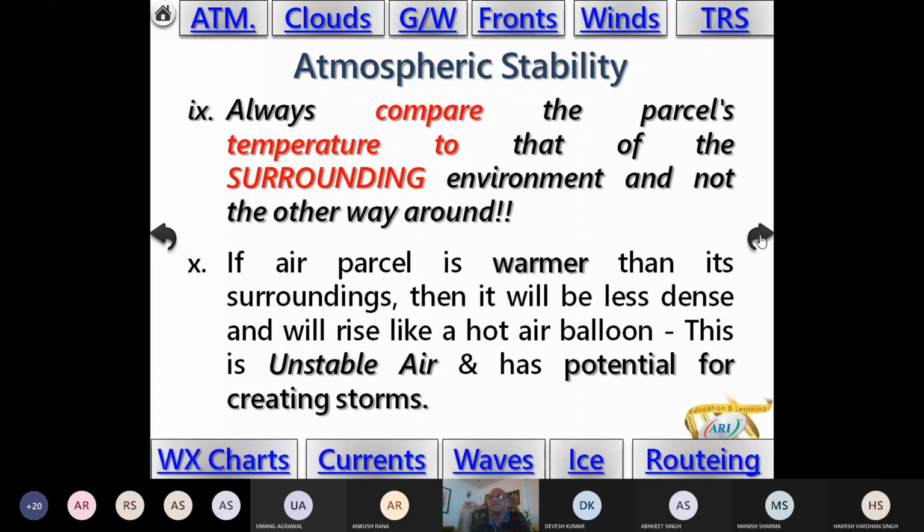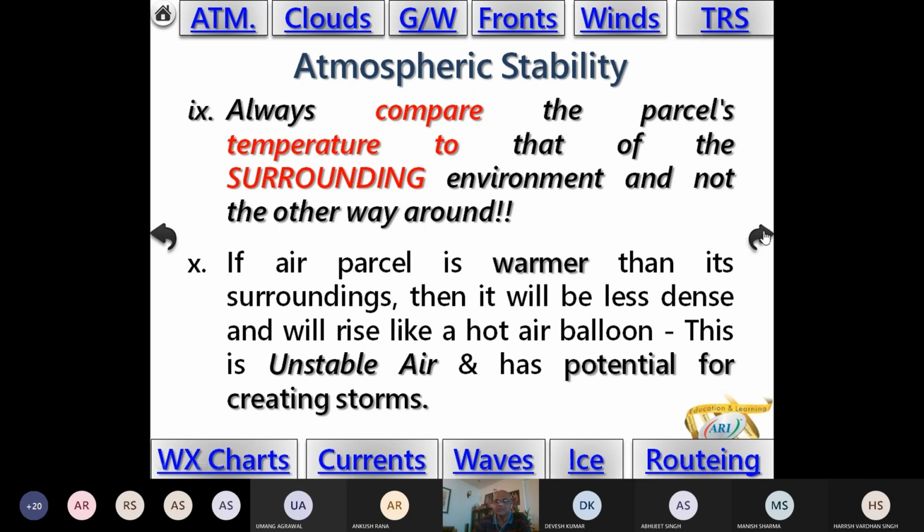present temperature with the surrounding air. I mean, we can't do it, but this is for our understanding, because oceanographers and meteorologists send their balloons up to understand that, and that is what we receive on the weather pack. So if the air parcel is warmer than its surrounding, it's a gas, it expands, becomes less dense, less in mass, that is lighter than the surrounding, it will start rising like a hot air balloon, and that is the bottom line for creation of bad weather, because the low pressure gets created.